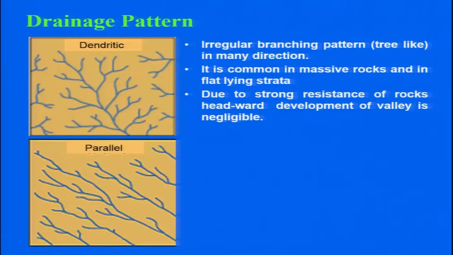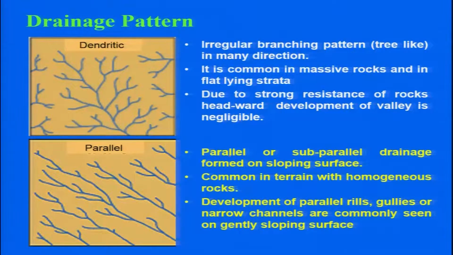Then parallel or subparallel streams are commonly seen over a sloping surface. So you can also judge based on such a pattern in which direction the slope is. It is common in terrain with homogeneous rocks. Development of parallel rills or gullies or narrow channels is commonly seen on gently sloping surfaces.